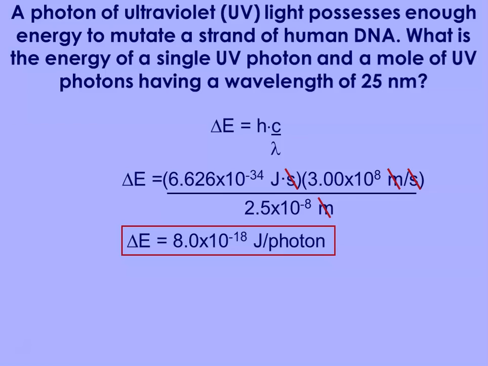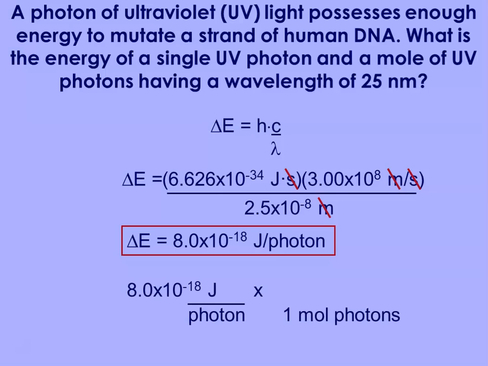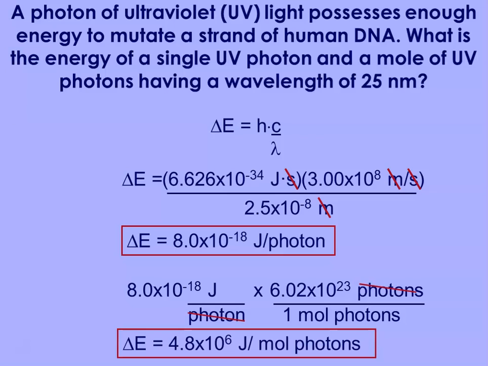If we want to know what the energy is for a mole of photons, we're going to have to relate that using Avogadro's number, that there are 6.02 times 10 to the 23rd photons for every mole of photons. The photons would cancel out, and when we do our math, we see that we get 4.8 times 10 to the 6 joules per mole of photons.